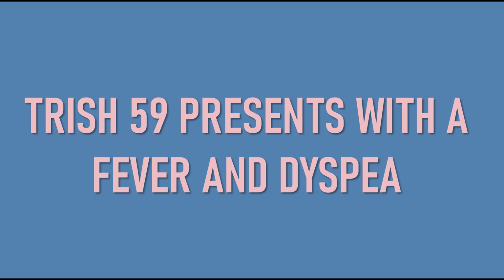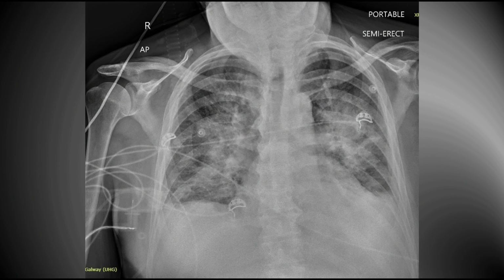Trish is 59 and she presents with fever and dyspnea. In this situation, you can see patchy opacities scattered throughout the lung fields that do not respect any lung or lobar boundaries. This is traditionally known as bronchopneumonia.